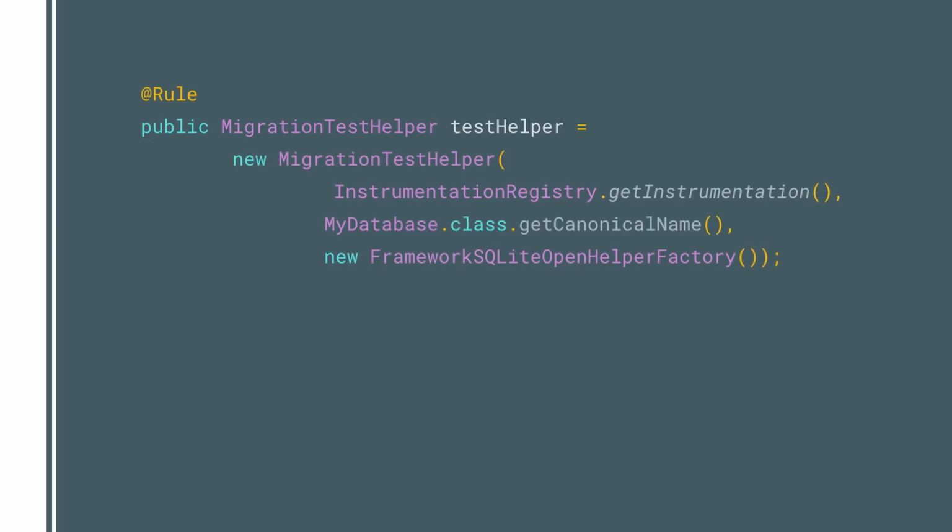Finally, don't forget to test the migrations. We have another handy test rule for this, the migration test helper. This class allows you to create your database in an older version and run and validate migrations. All you need to do is check that the data you inserted in the older version is also present after migration.